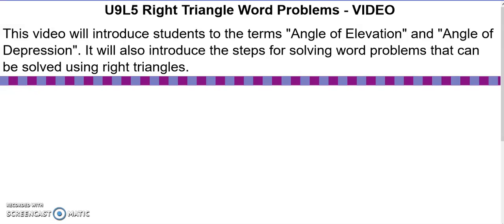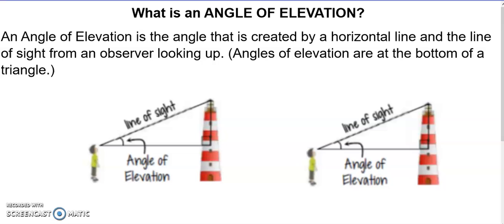Hey there, Patriots. What we're talking about in this video is how we are going to draw situations described in a word problem. Specifically, we're going to look at two definitions, an angle of elevation and an angle of depression. Then I'm going to give you the steps that I want you to take to solve any word problem that I give you involving right triangles.